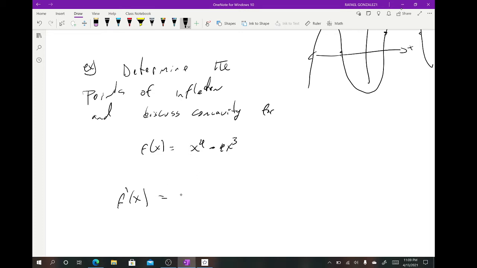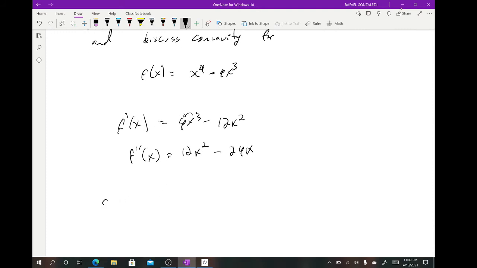So the derivative of this function is 4x cubed minus 12x squared. That's the first derivative. The second derivative of this function, if we take the derivative again, is going to be 12x squared minus 24x. So that is the second derivative of the function. Now, once we have found the second derivative, we can set the second derivative equal to 0, and the point of inflection will occur at that point. So we find the point of inflection.